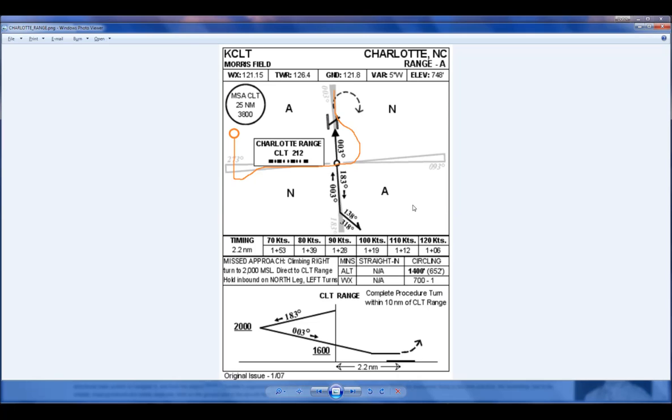Now, how did these beams work? What the heck is going on here? Well, let me tell you that this radio range consisted of 2 powerful low-frequency transmitters and an antenna network that aligned it in such a way that the A transmitter transmits a Morse code A in this quadrant for the Charlotte range and this quadrant. And the N transmitter transmits a Morse code N to this quadrant up here and this one down here.